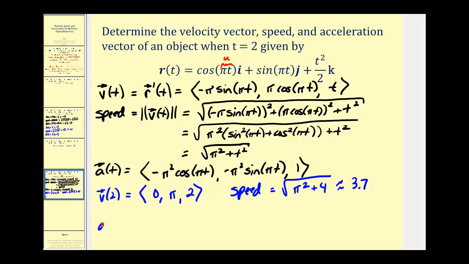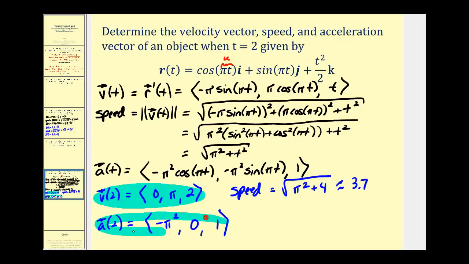And then lastly, to find the acceleration vector when t is 2, we'll evaluate this vector valued function. So when t is 2, we'll have cosine 2 pi here. That's going to be 1. So the x component will be negative pi squared. Here we're going to have a sine 2 pi, that's 0. And then here we're going to have just 1. So here's our velocity vector when t is 2. Here's our acceleration vector when t is 2. And here's the speed when t is equal to 2.